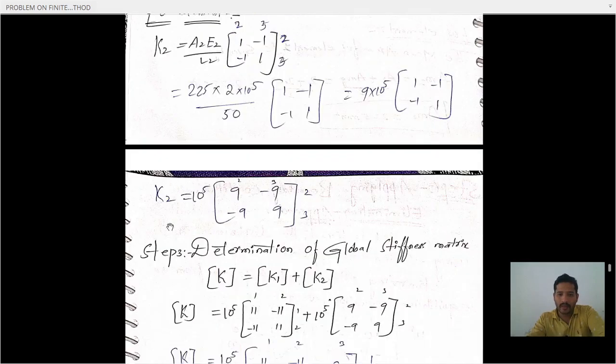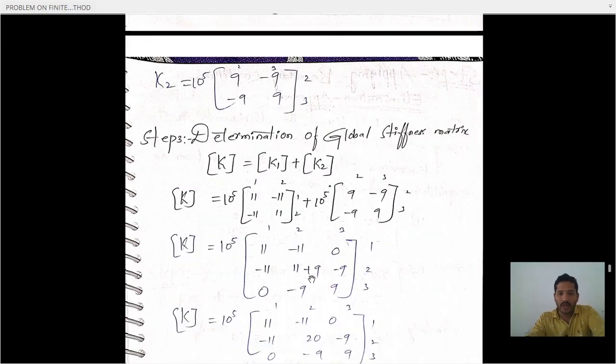The same concept we have to follow. AM2, the mean area of the second element, is 225, multiplied by the modulus of elasticity or Young's modulus, 2 into 10 power 5, divided by the length of the second element, 50, times [1 -1; -1 1]. If you divide this whole value, you will get 9 into 10 power 5 times [1 -1; -1 1]. Multiplying 9 with each entry gives [9 -9; -9 9].